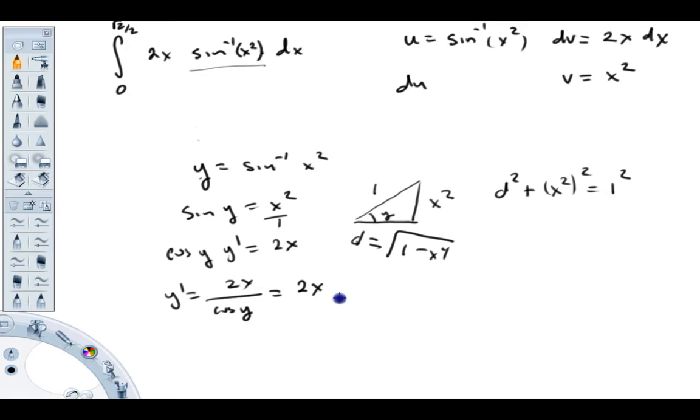If we divide by cosine y, we're dividing by this over this. So that's going to give us a square root of 1 minus x to the 4th in the bottom. I'm going to take a moment to make sure that's right. So cosine y is equal to this over this. All right, so what I've just found here, if this is my u, then my du is equal to 2x over the square root of 1 minus x to the 4th times dx.